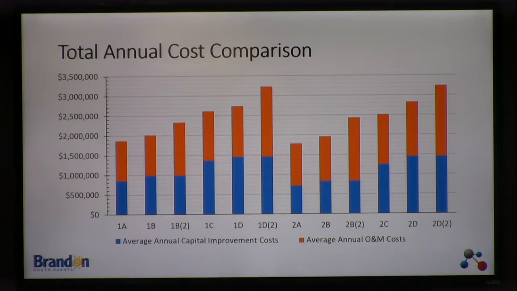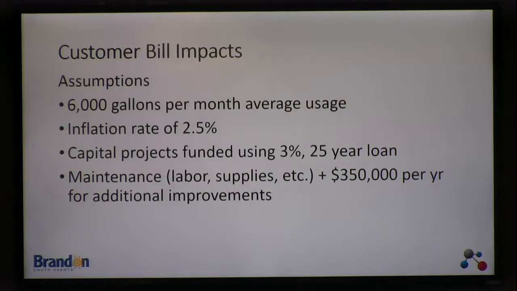Okay? So finally, one might consider, well, what are the impacts on customer bills? You know, this is essentially where the rubber meets the road for many communities. And so the assumption was made that a customer might use 6,000 gallons per month on average. This is a family of more than just one, I can tell you that. Or it might be a family of one that has a big lawn. Okay, it depends. But we found 6,000 gallons per month is a reasonable test number to compare.